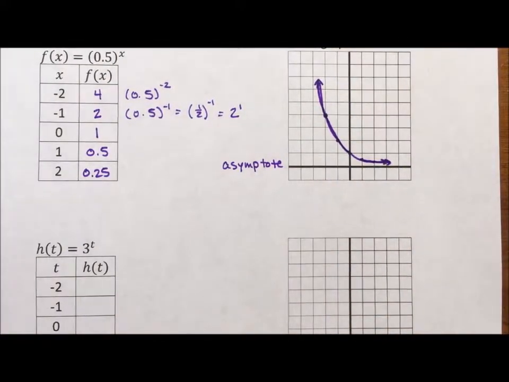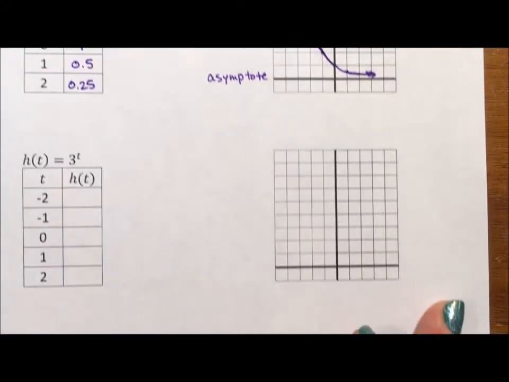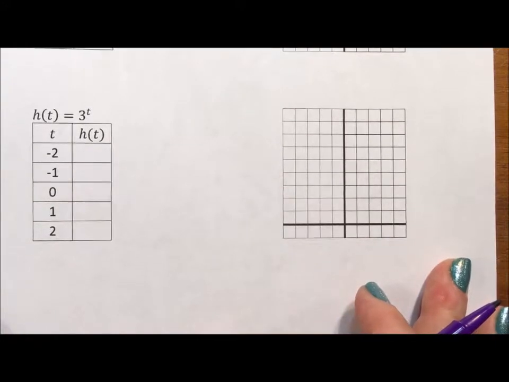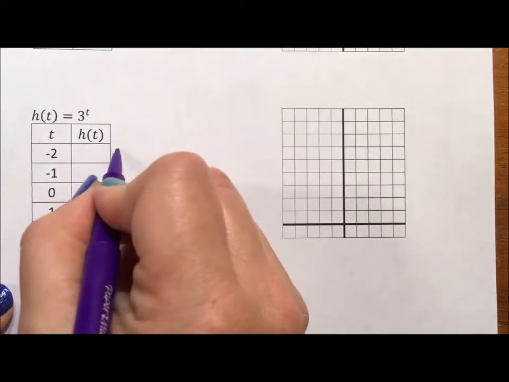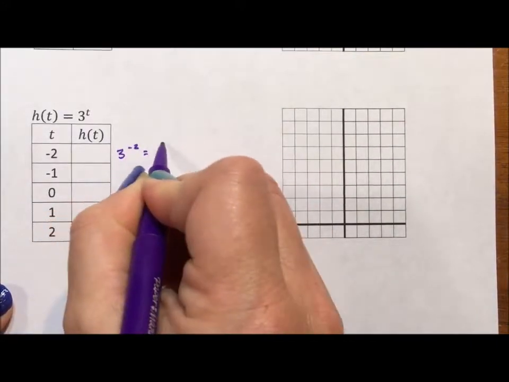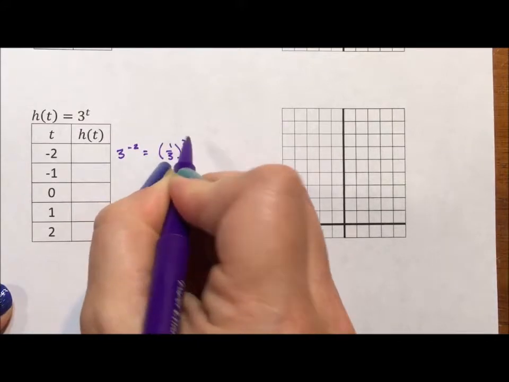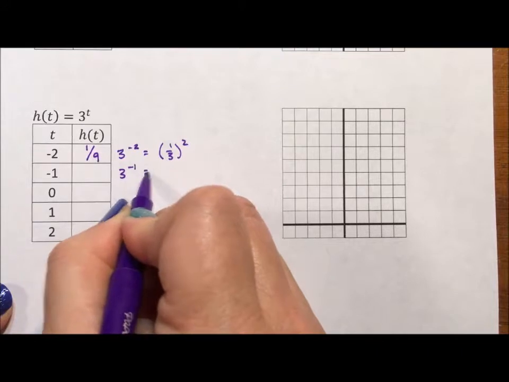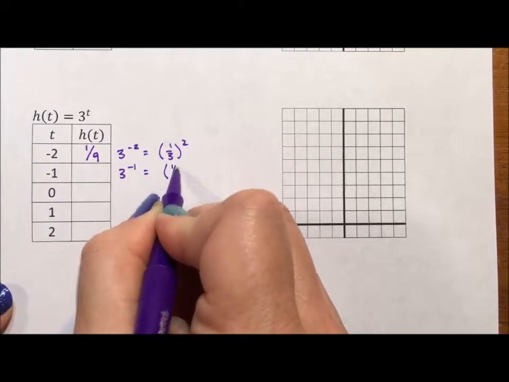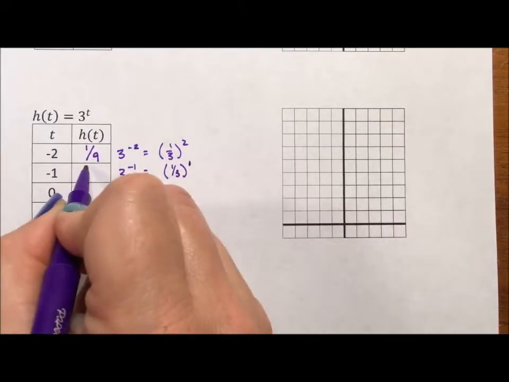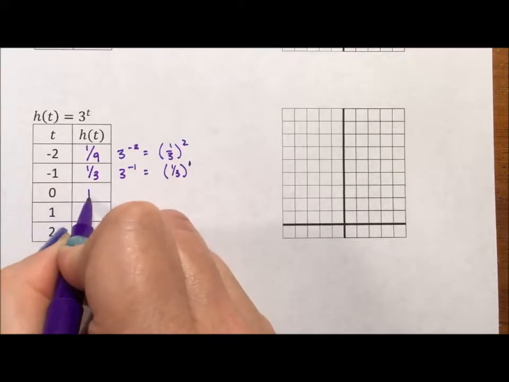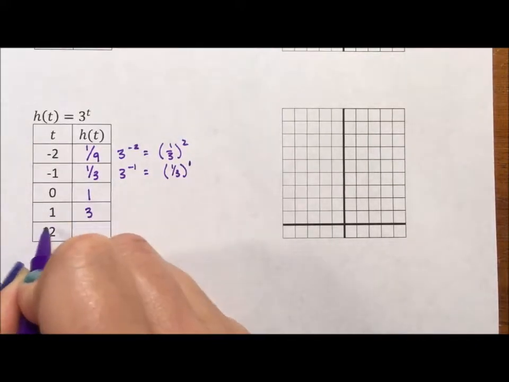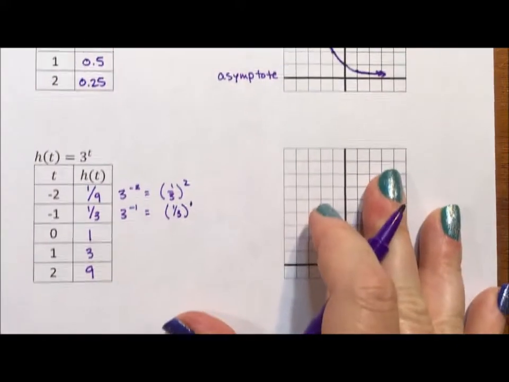All right, for my next one, it's going to have a lot of the same components. Let's see, 3 to the negative 2. Well, that's the same as 1/3 squared, so that's 1/9. Let's see, 3 to the negative 1 is the same as 1/3 to the first, so that's 1/3. Anything to the power of 0 is 1. 3 to the first is 3. 3 squared is 9.